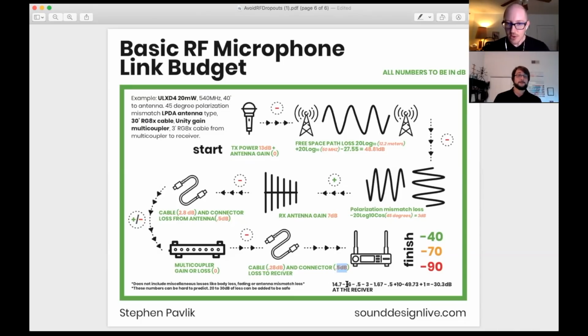So wow, okay, so then you added those all together here at the bottom with a final level of negative 30.3 dB at the receiver. Yeah, and so looking at that guide to the right with the red negative 90, yellow negative 70, green negative 40, so we are above that negative 40 with negative 30.3.